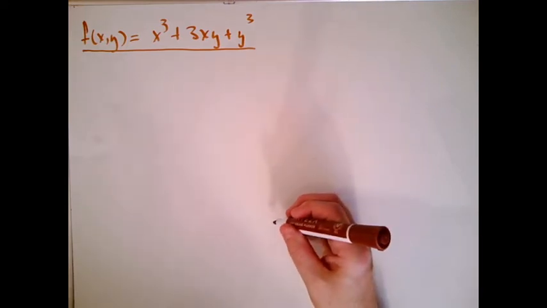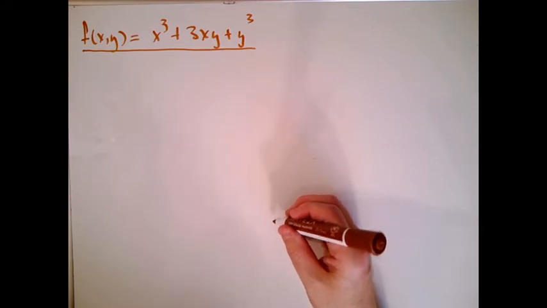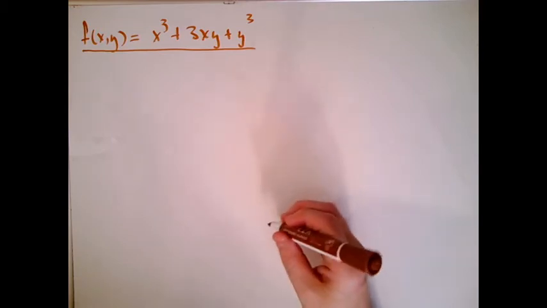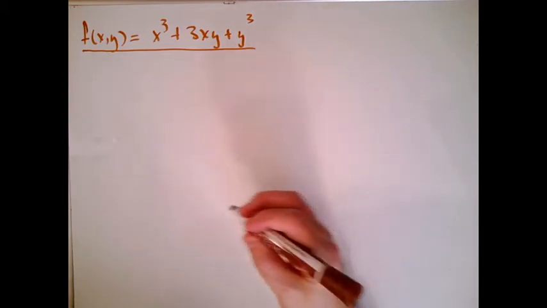Okay, this is our second example of finding critical points. Remember what we need to do. We need to take both partials, set them equal to 0 and solve, and make sure that they're always defined at those points. So meanwhile, here we go.